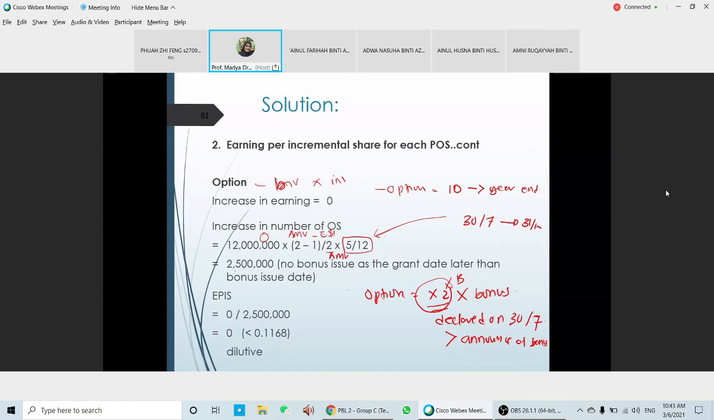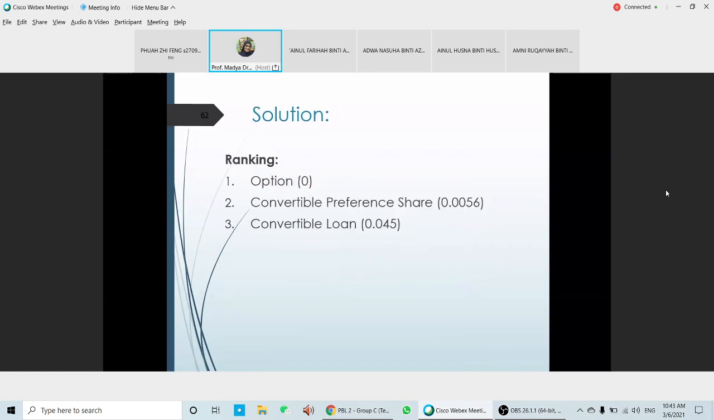So there are 3 items for the EPS here. Now we're going to rank, based on the lowest EPS. The lowest EPS is the option, because the option is 0. The second one is the convertible preference share, 0.0056. And the last one is the convertible loan, 0.045. Based on that ranking, we're going to calculate the diluted earnings per share.